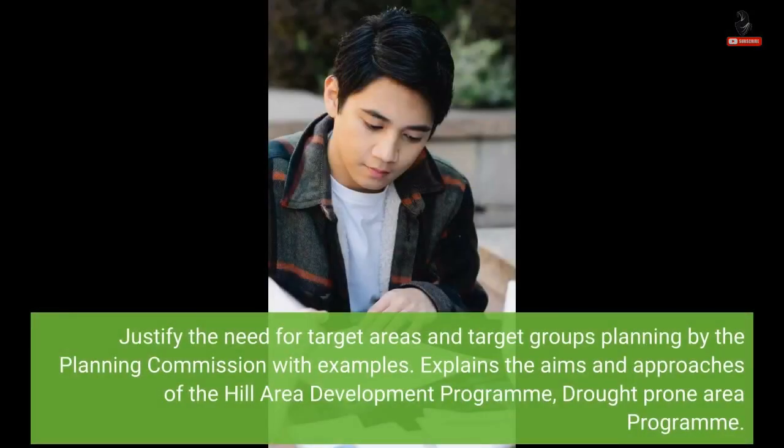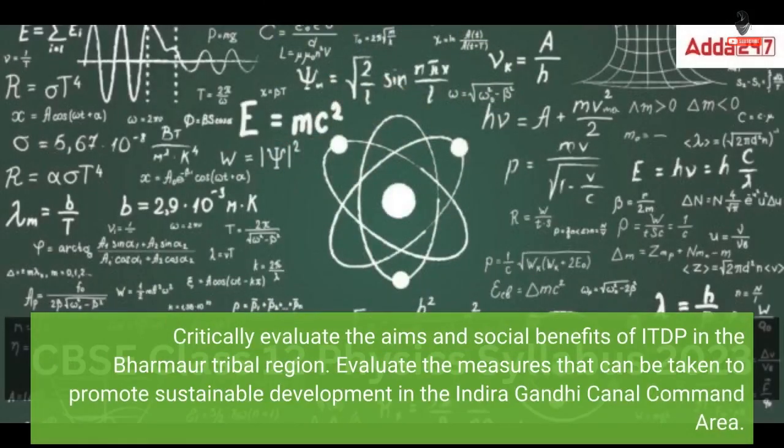Justify the need for target area and target group planning by the Planning Commission with examples. Explain the aims and approaches of the Hill Area Development Program and Drought-Prone Area Program. Critically evaluate the aims and social benefits of ITDP in the Bharmor tribal region. Evaluate the measures that can be taken to promote sustainable development in the Indira Gandhi Canal Command area.